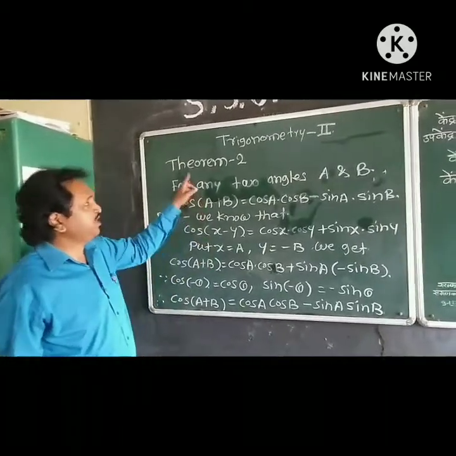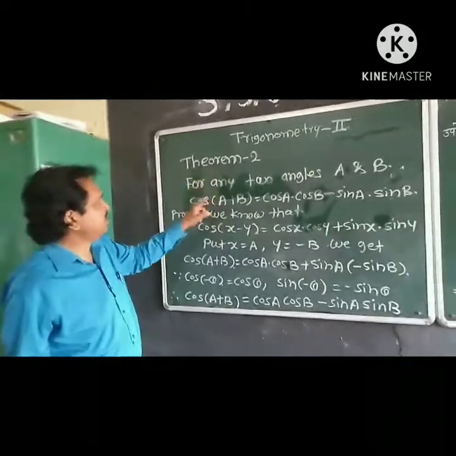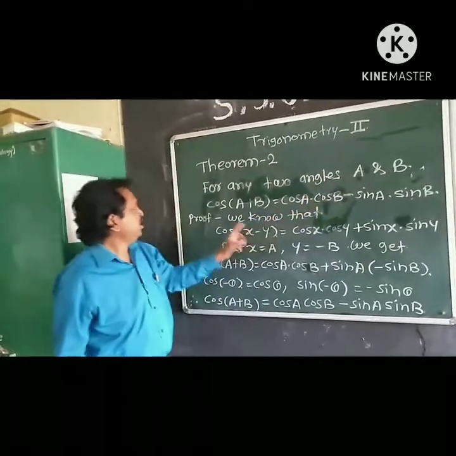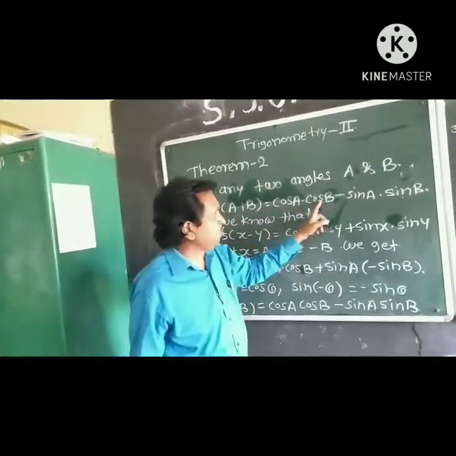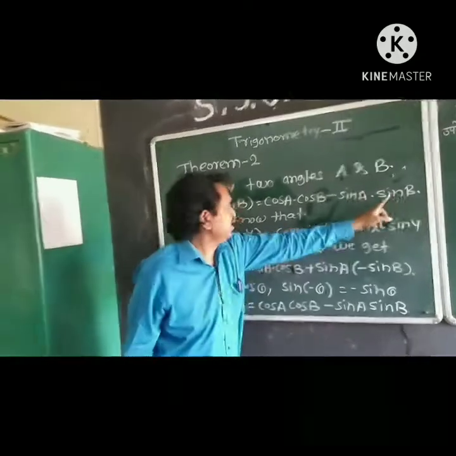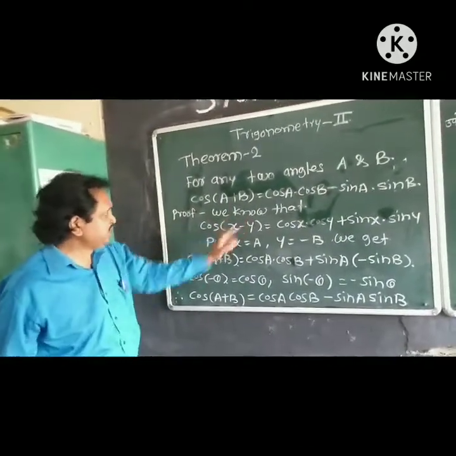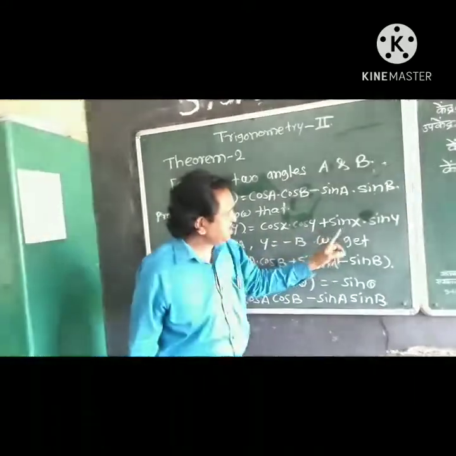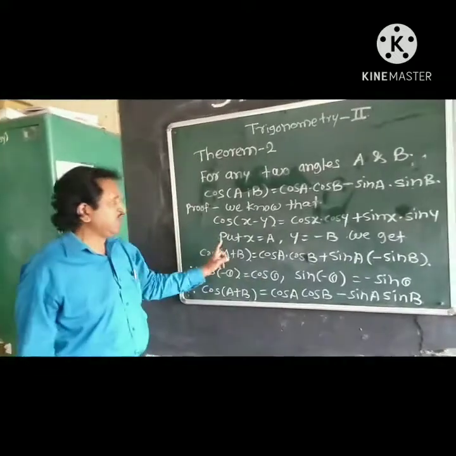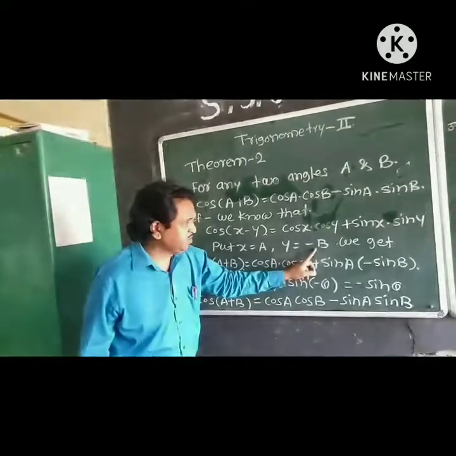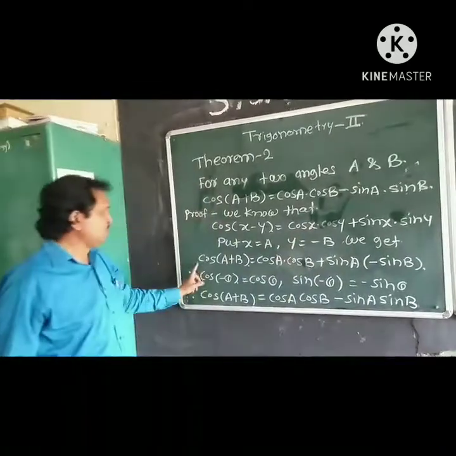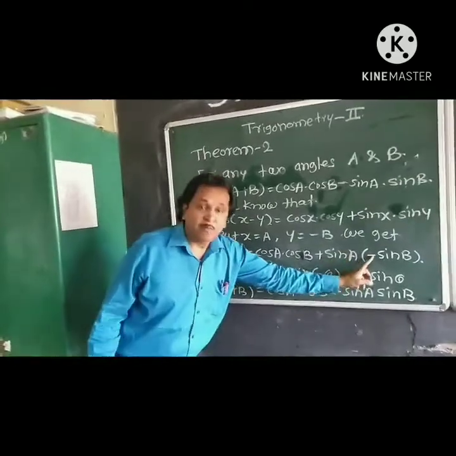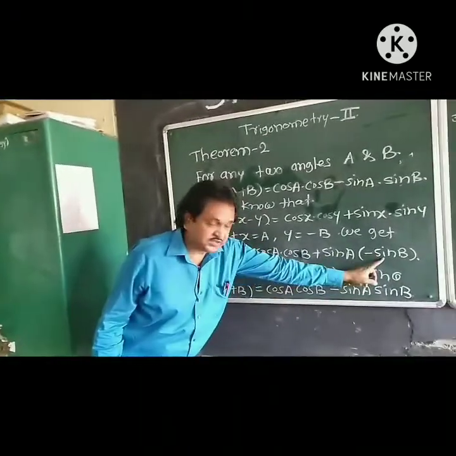Now second theorem, for any two angles A and B, cos(A plus B) is equal to cos A into cos B minus sin A into sin B. See here, proof. We know that cos(x minus y) is equal to cos x cos y plus sin x sin y. Now put x is equal to A and y is equal to minus B. We get cos(A plus B) is equal to cos A cos B plus sin A into minus sin B.